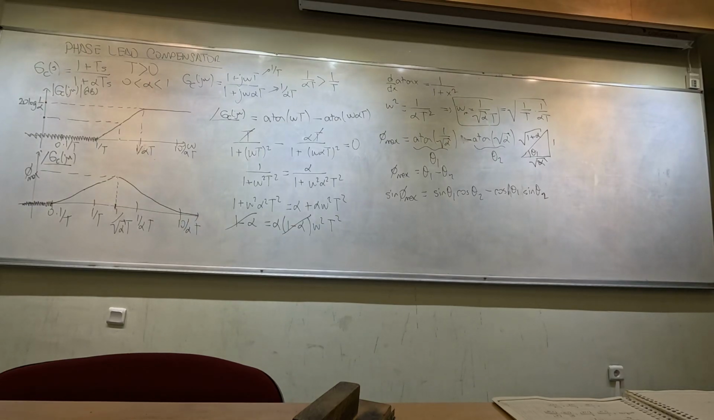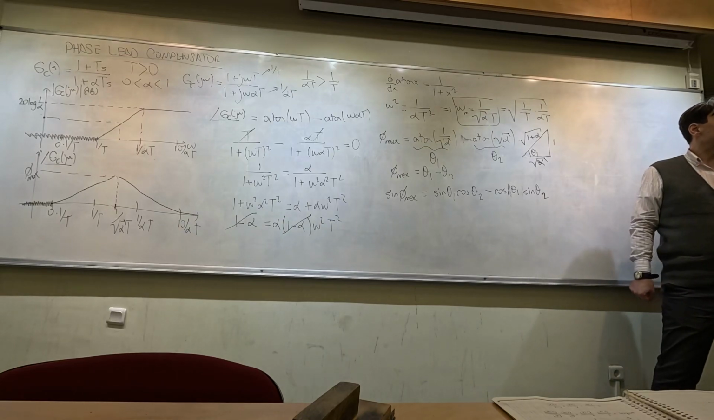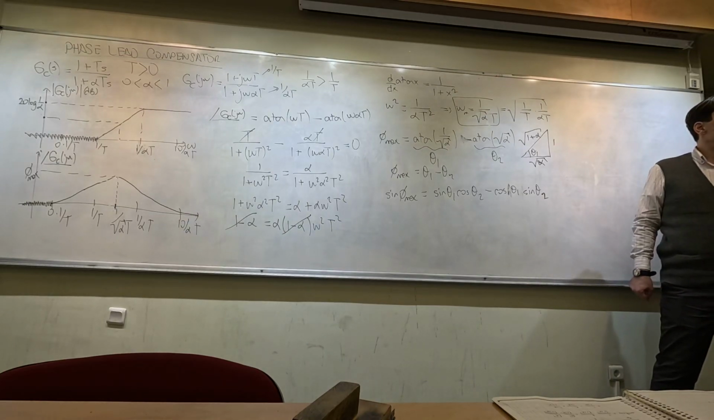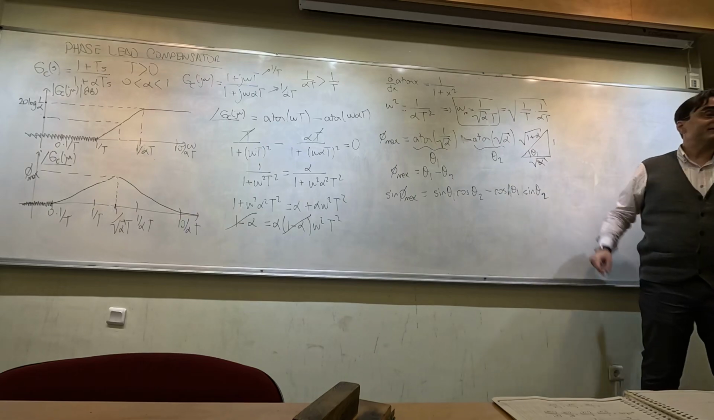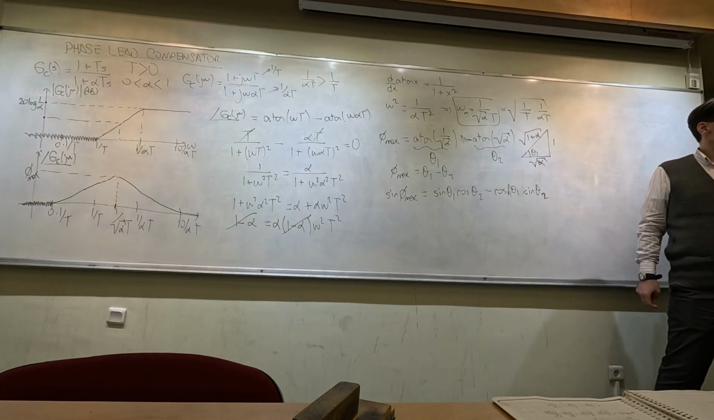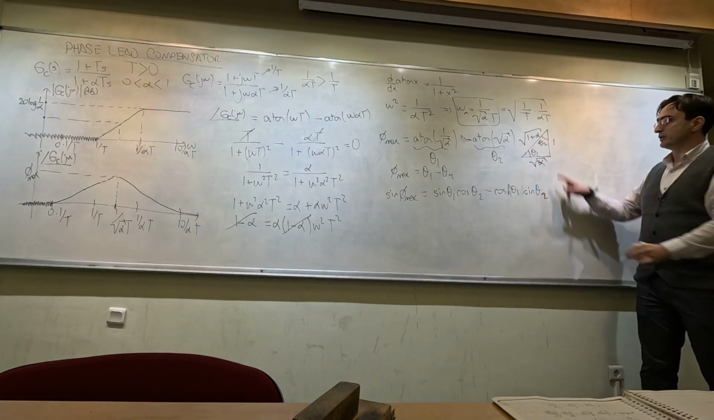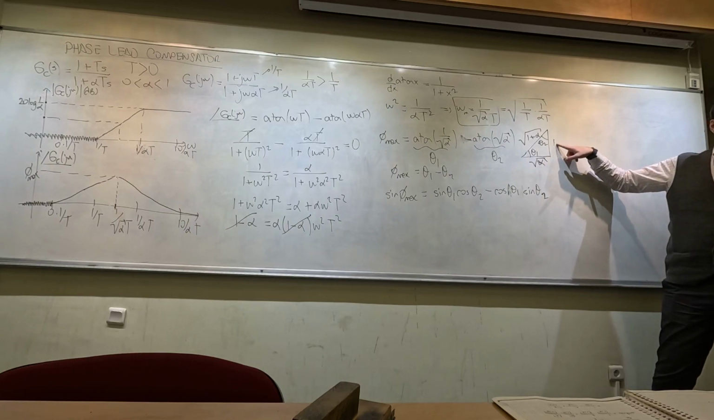Okay? And theta 2 is the angle whose tangent is square root alpha. On this triangle, where is theta 2? This is going to be theta 2. Its tangent is square root alpha divided by 1.